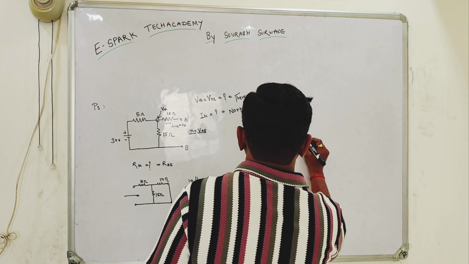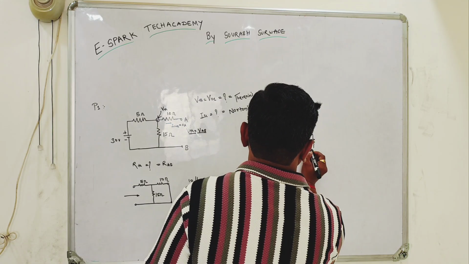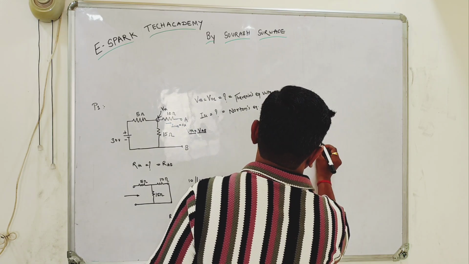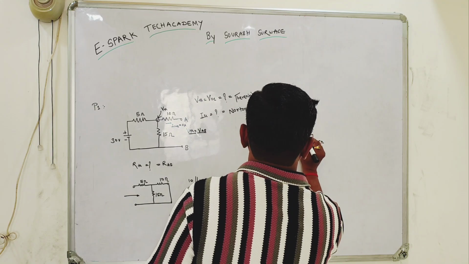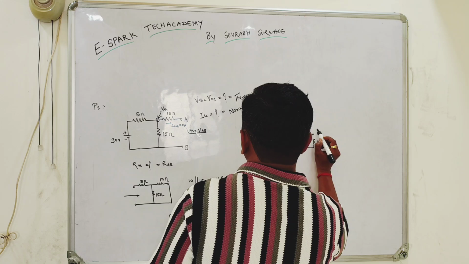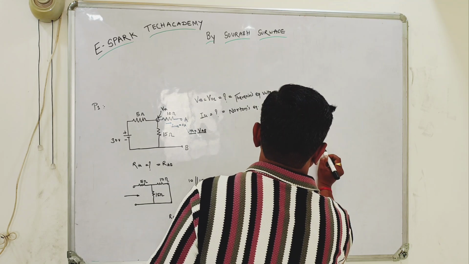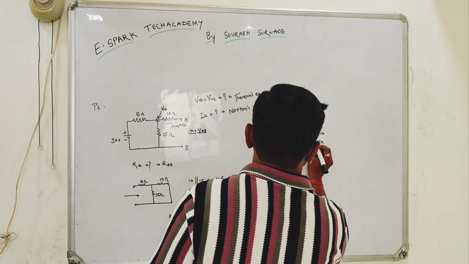30 volts, plus minus. This will be 15 ohm. This will be 5 ohm. And here it is nothing but the VA, and this is VB, you can say.